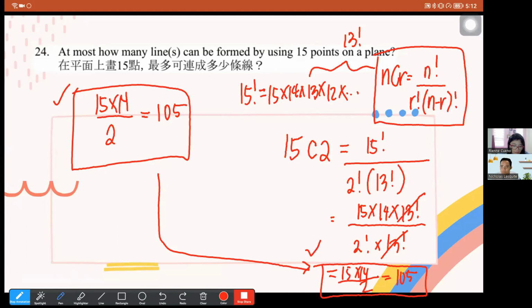Okay, let's continue with number 25. Yeah, we're on number 25.